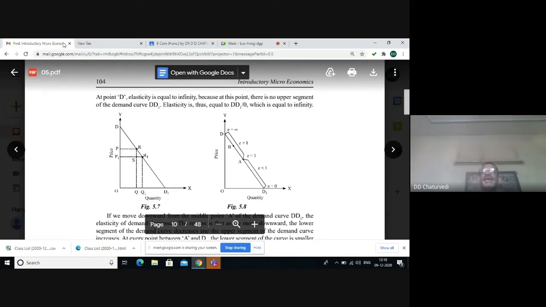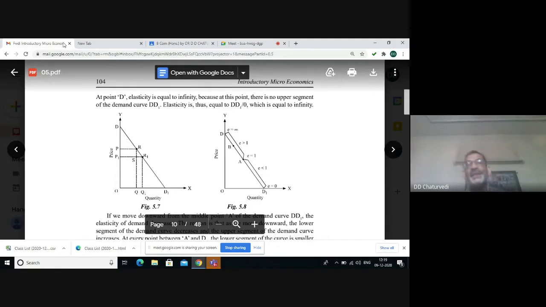So for this demand curve DD1, elasticity of demand at point A, that is the midpoint of the demand curve, will be equal to 1. And when we want to estimate the elasticity at a point which is lower than this midpoint, elasticity of demand will be less than 1. And when you estimate the elasticity of demand at a point which is above the midpoint, the lower segment will become greater than the upper segment, so elasticity of demand will be more than 1.